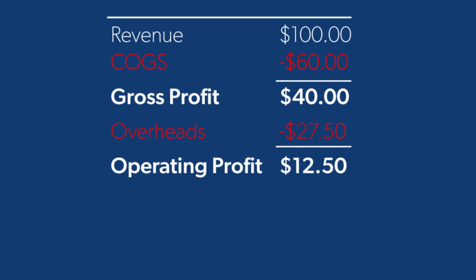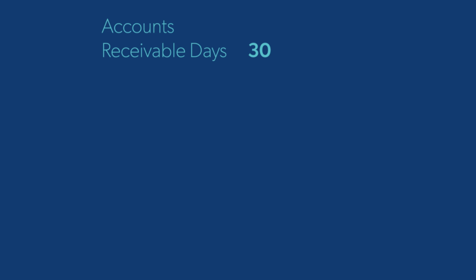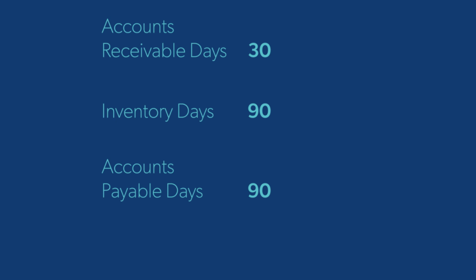So perfectly respectable numbers. After interest and tax, we're down to $9. So for a $100 sale, we should have an extra $9 at the end of the day. That's what we're saying. Now let's look at the cash flow impact. So we've modeled this first on a business with accounts receivable days of 30, inventory days of 90, accounts payable days of 90. So this is a business that has solid GP and very reasonable cash flow metrics.